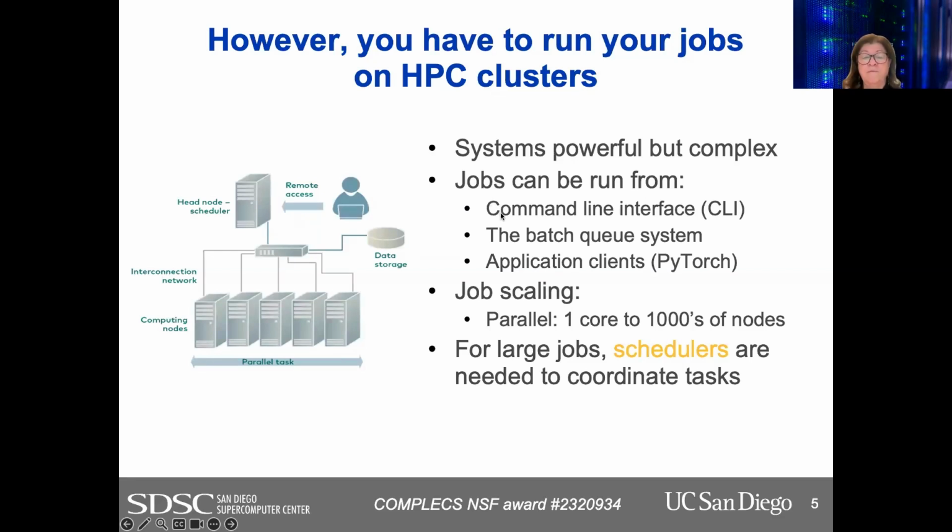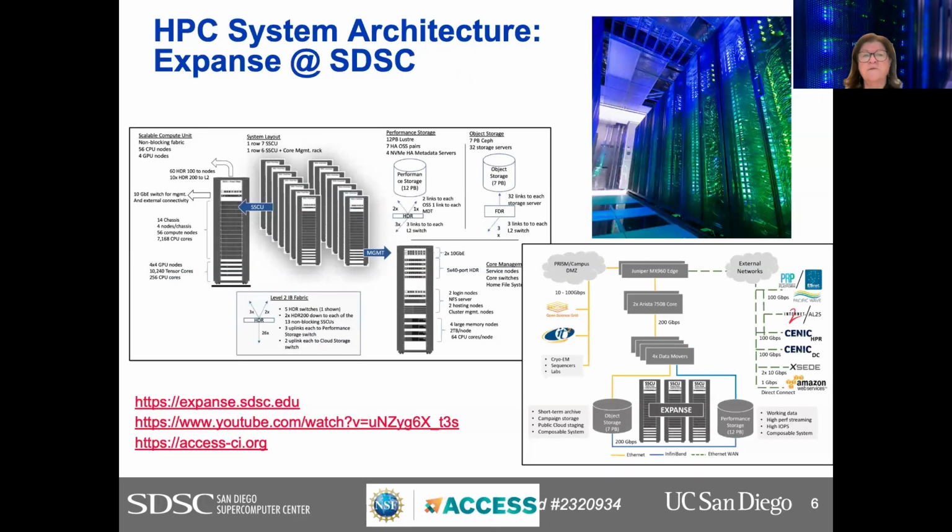You can run lots of things from the command line. You can run jobs using the batch queue system, which would automatically select and run your job for you. You can have different application clients, like PyTorch, which is becoming very popular today, and other applications. And you can have jobs that use one core to thousands of nodes, depending on the system you're on. For large jobs, we use schedulers to make sure that the jobs are being coordinated. I won't talk too much about that. We have a whole COMPLECS webinar on how batch computing works, and you can go look at that. I'll briefly touch on it.